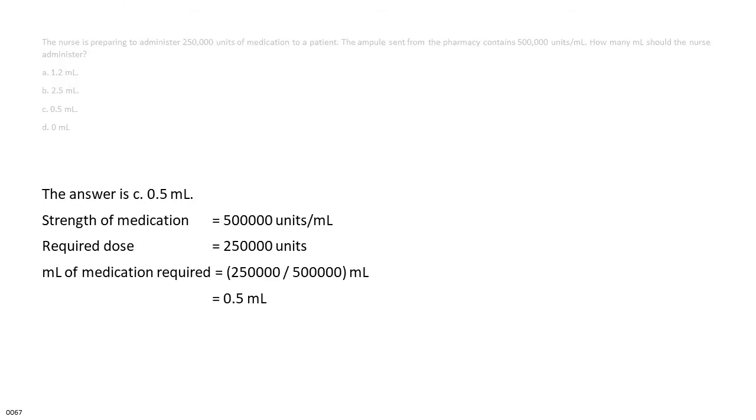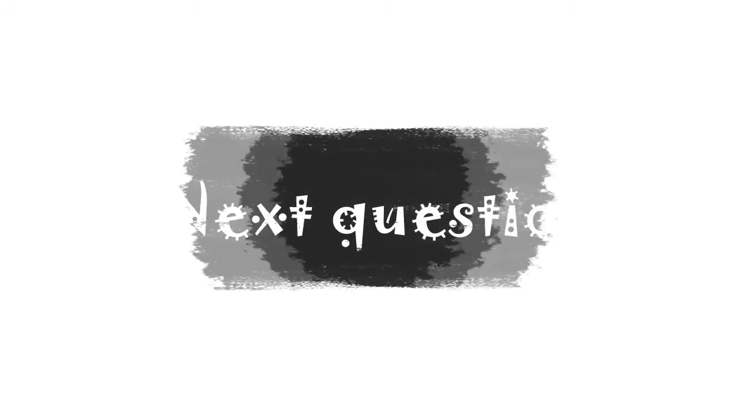The answer is C. 0.5 milliliters. Strength of medication equals 500,000 units per milliliter. Required dose equals 250,000 units. Milliliters of medication required equals 250,000 over 500,000 milliliters, which equals 0.5 milliliters.